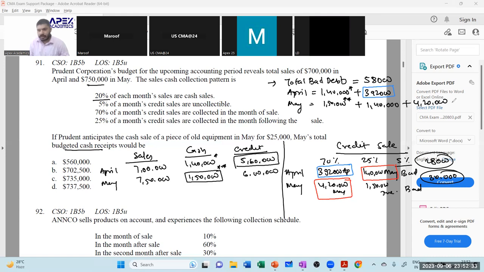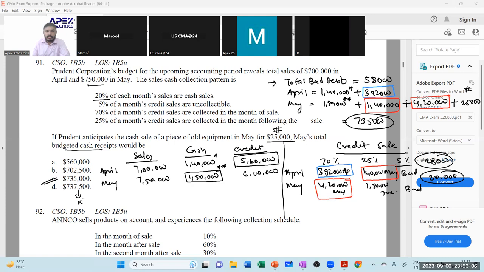Hold on, my story is not yet over. This color coding is very important. It will help you while revising. I don't know if you find it useful. If you find it stupid, then tell me. You have sold our equipment also: 25,000. How much you collected in May? 1,50,000, 1,40,000, 4,20,000, and 25,000. What is your answer? 7,35,000.